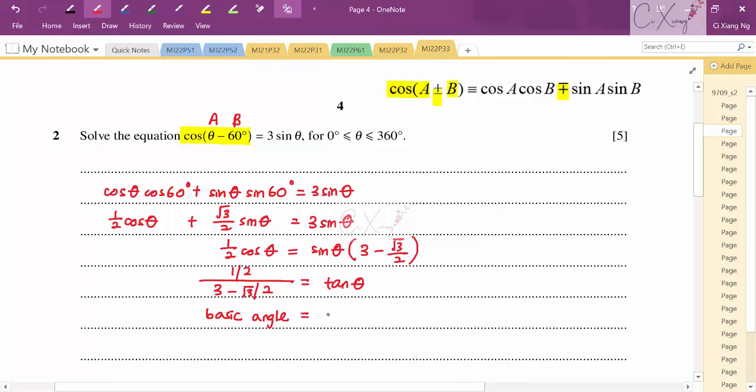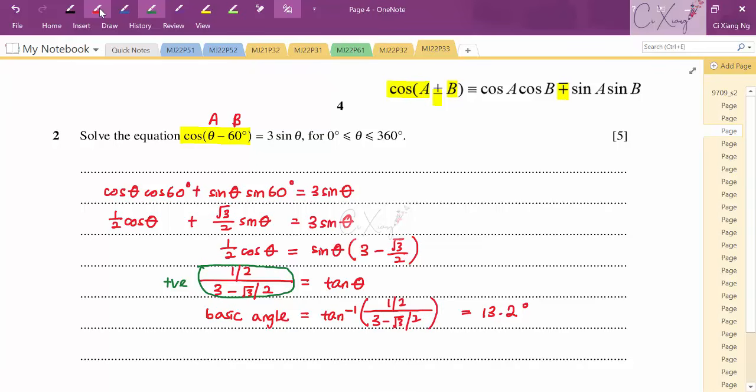For the basic angle, if you press the calculator for tangent inverse of the fraction, we will get a value which is 13.2 degrees. Then please take note that this whole fraction is a positive value. So to get an answer for tangent with a positive value, we can go through the quadrants. Which is the quadrant that I need to accept for my solution?